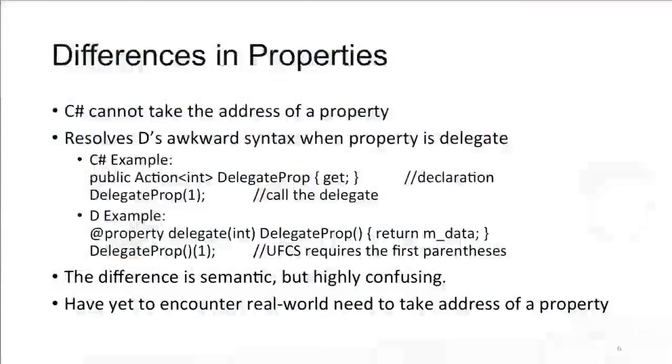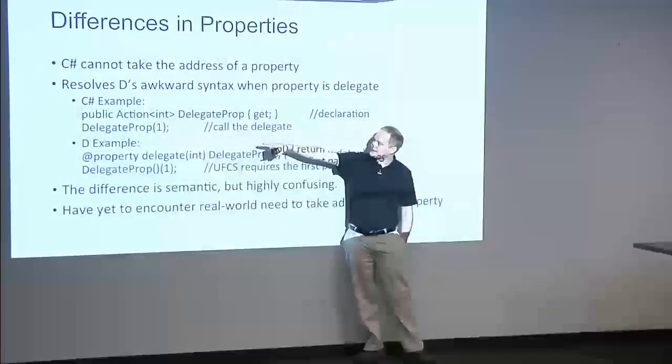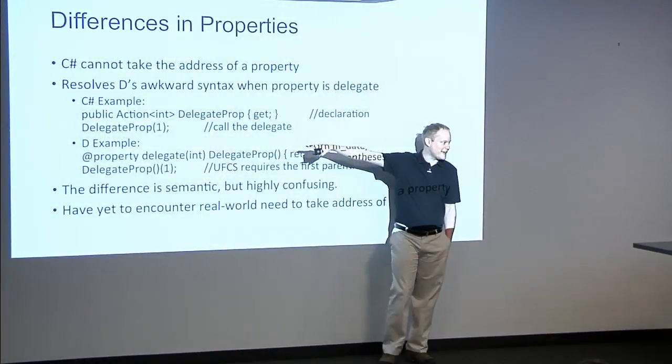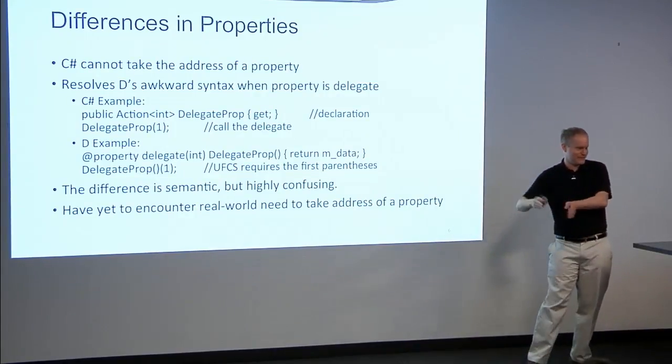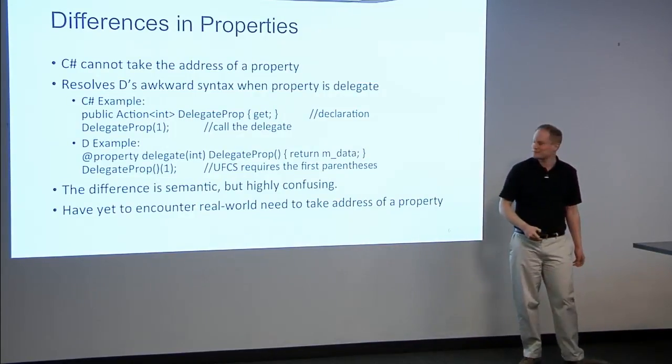Some differences. The first one is that C# cannot take the address of a property. Now, this came up recently on the forums as an issue with properties. And here's what it gets you. In C#, we don't have this problem where if I have a delegate, I have to do a double parens to tell the compiler that I'm actually wanting to call the function, not get the address of the property.